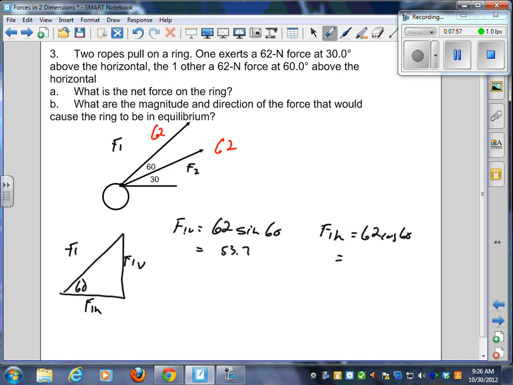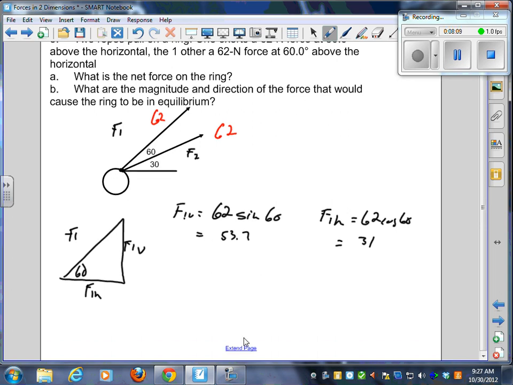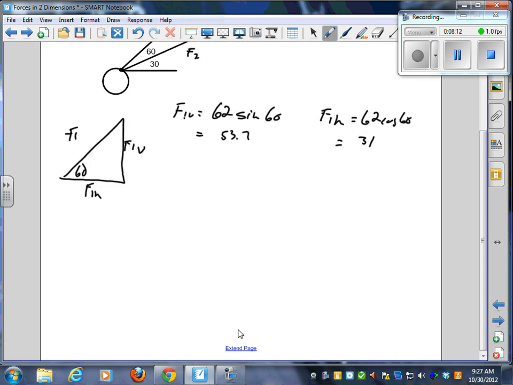Really? 62 cos 60. Oh yeah, right. 31. Okay. Now those are both up and to the right, so they're both positive. Now let's draw the triangle for F2. It's very similar. The only difference being is that it's 30.